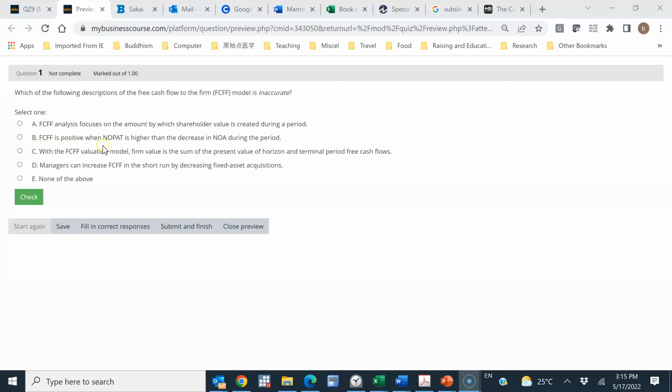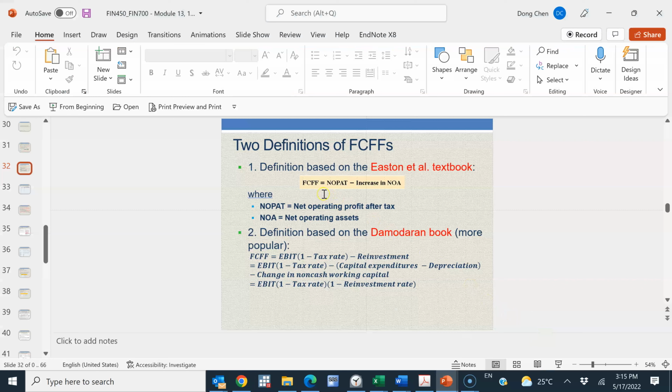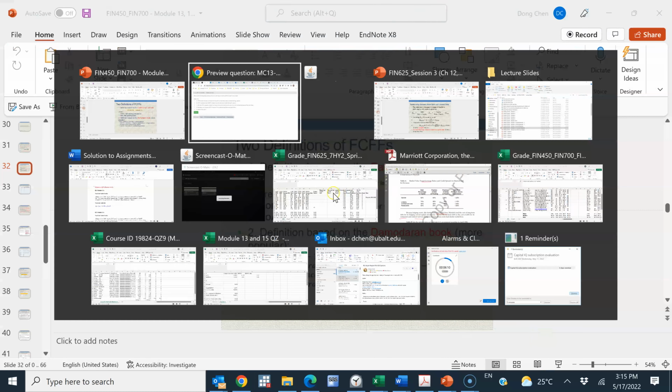And part B, FCFF is positive when NOPAT is higher than the decrease in NOA during the period. This is actually inaccurate. So this should be the correct answer. Why? Because FCFF, if you check the slides or the book, the formula is NOPAT minus the increase in NOA. So it's not the decrease.